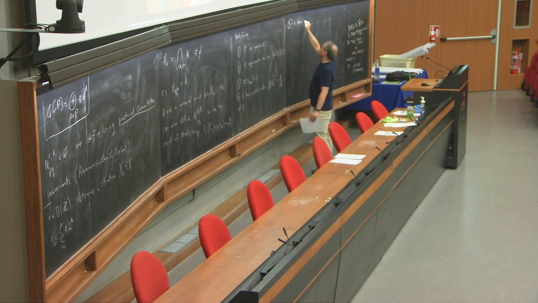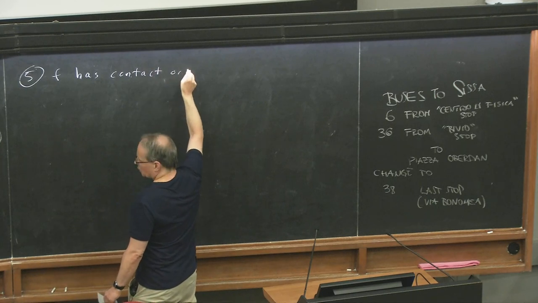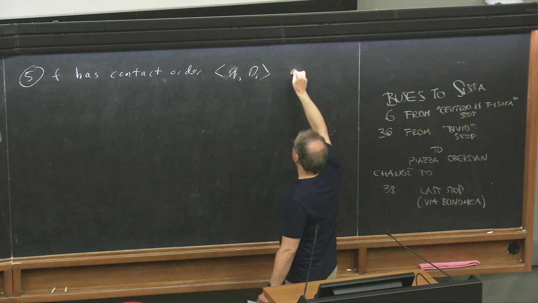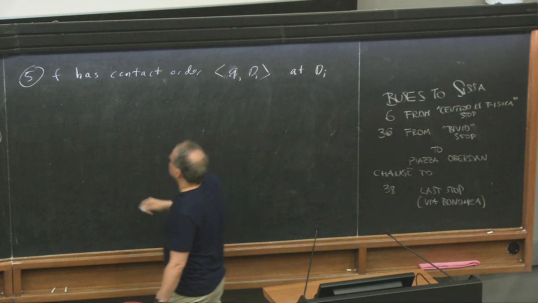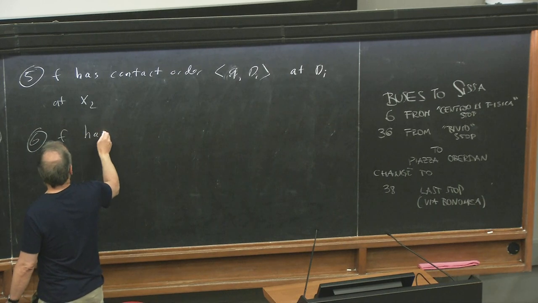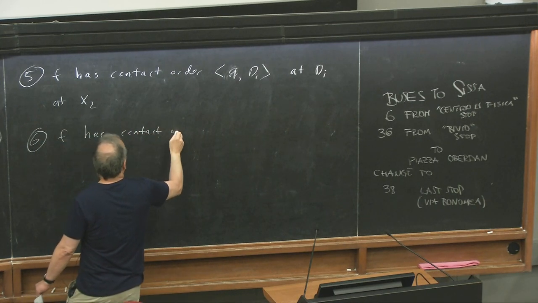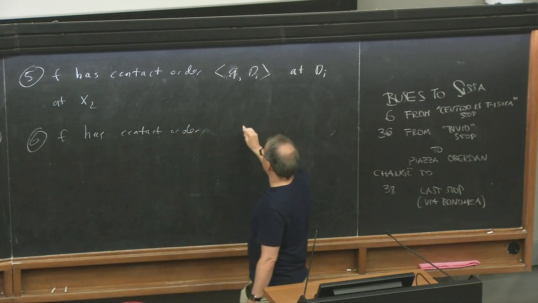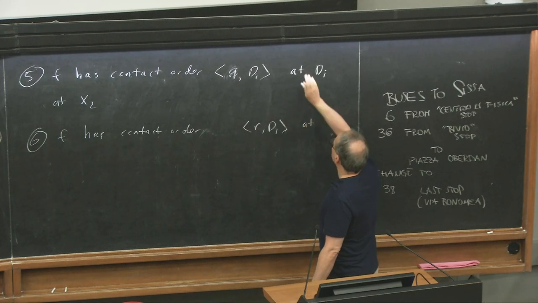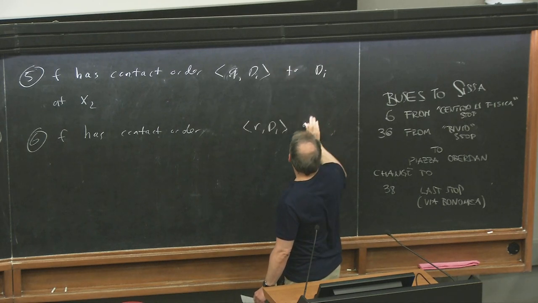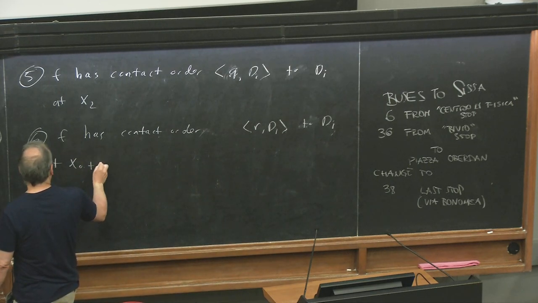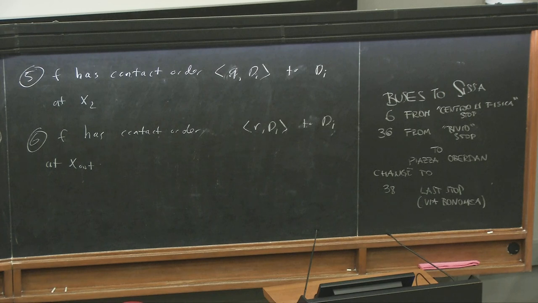f has contact order Q with D_i, and I'm going to explain what this contact order means in a second, at x2, and f has contact order, now leave a little space here if you're taking notes, I'm going to fill something in a minute. Sorry, this should be with, or to, at x_out. Okay.